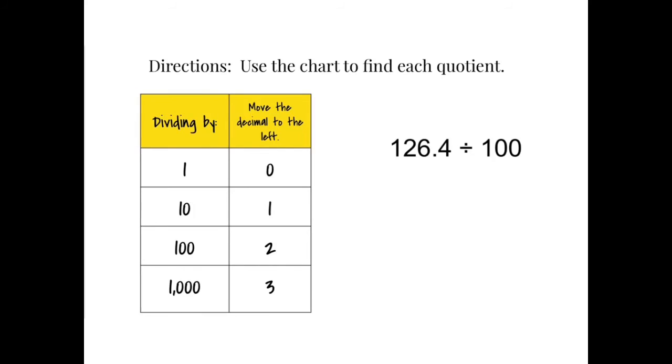In our next example, we will take 126.4 and divide it by 100. Again, we need to take a look at the number of zeros that we are dividing by, and in this case it is 2. So we move our decimal point to the left 2 spots, bringing our final answer to 1.264.